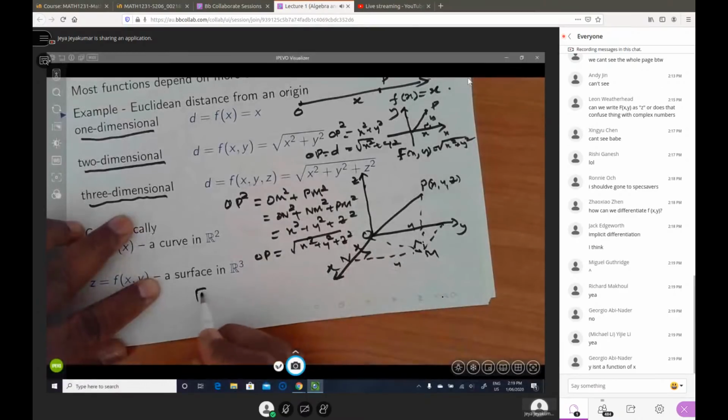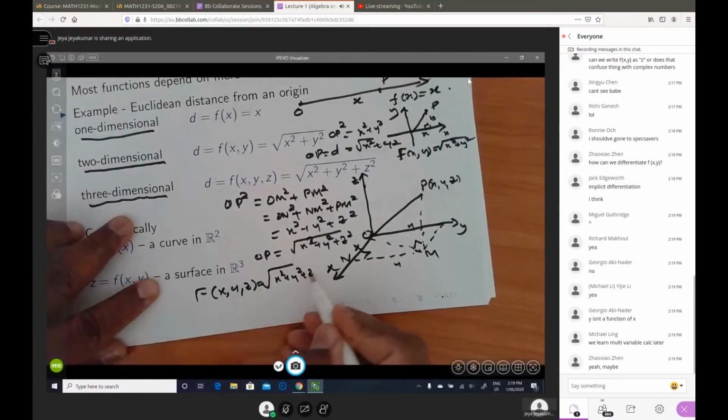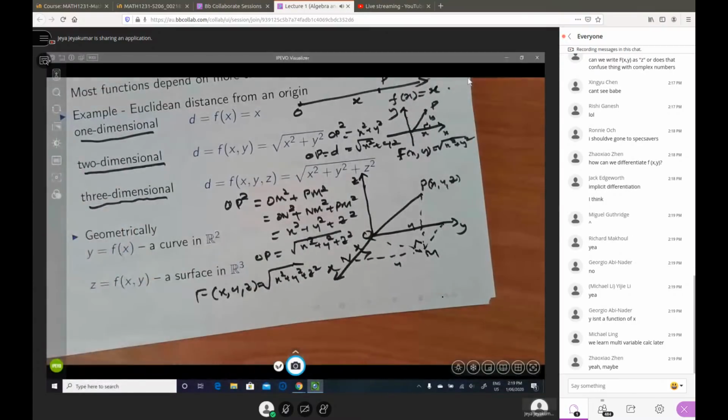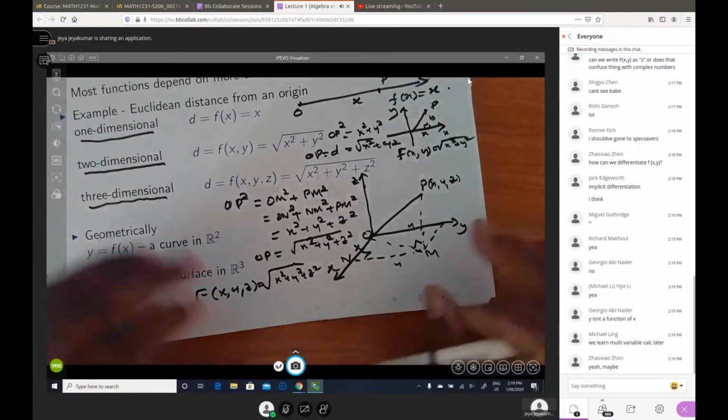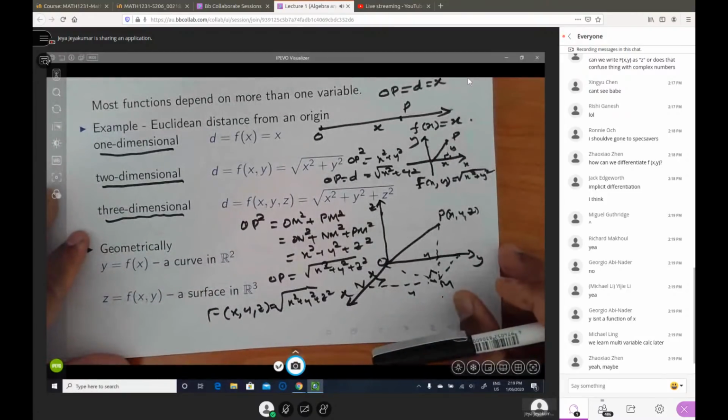So you have a function of three variables in this case. Square root of x squared plus y squared plus z squared. So that's the distance from the origin in a three-dimensional case. All right, so we want to look at how we can sketch graphs of functions of two variables.